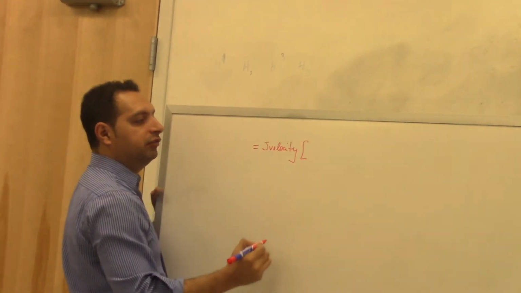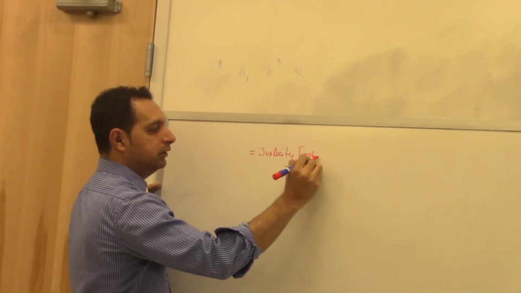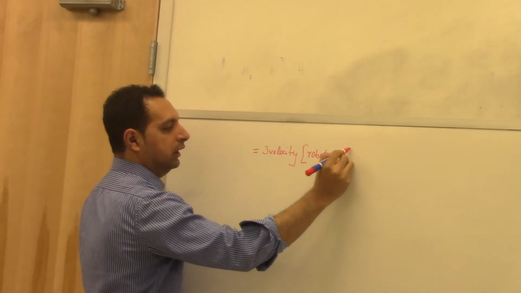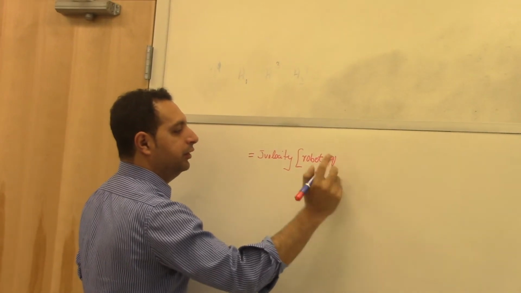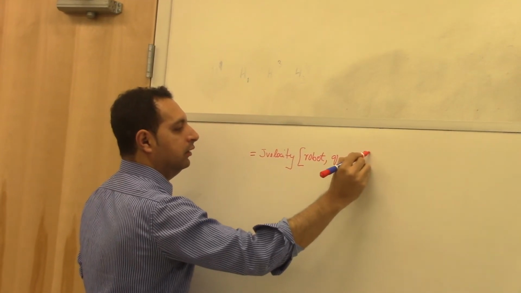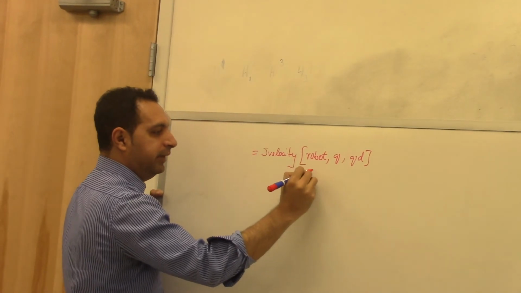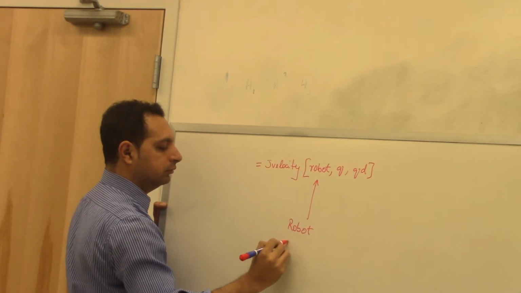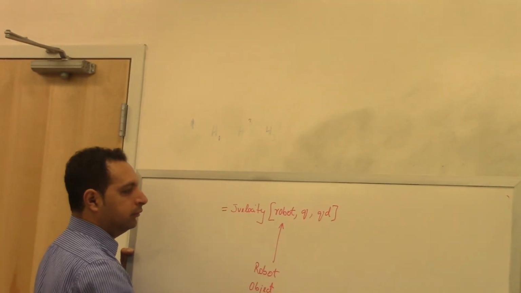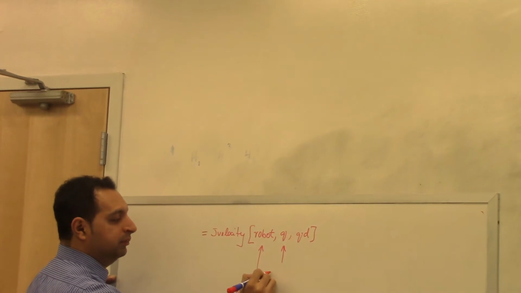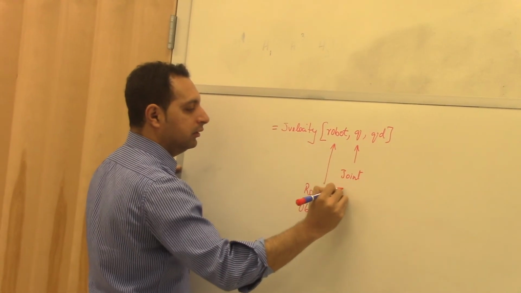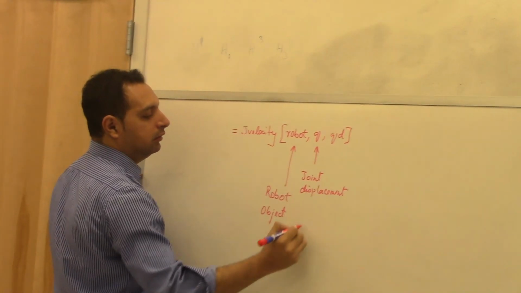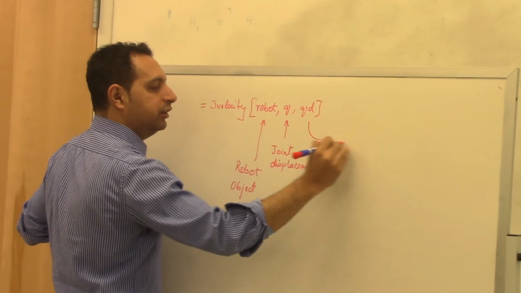The input to the function will be the robot object, okay, and QD. Actually, let me, Q, comma, QD. Okay, let me explain, this is your robot object. This is your joint displacement or posture, posture matrix. This is your joint velocity.